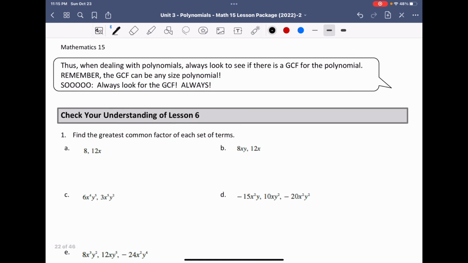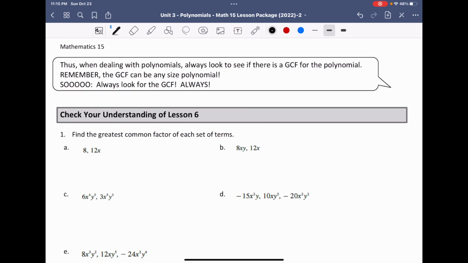All right. A note before you do your check your understanding or your practice. When we're dealing with polynomials, we always want to look for the GCF of the polynomial. If we can remove anything from any given polynomial, it's very, very important. Remember, the GCF can be any size polynomial. So we can have a GCF of something with 5 terms, 6 terms, 7 terms. It's really important to look really carefully, no matter how large the polynomial. And then finally, just always look for the GCF, because it's a way of simplifying.